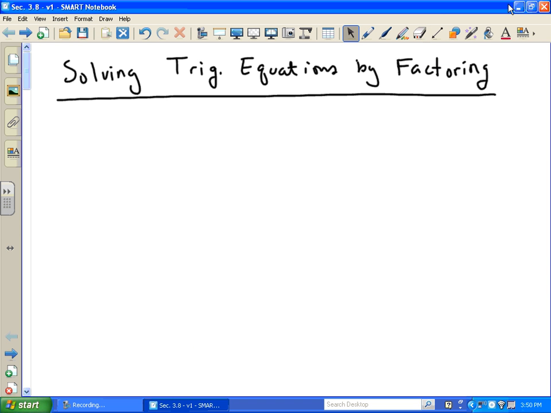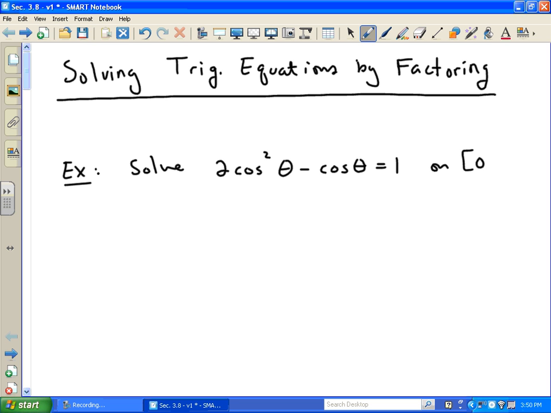I'd like to now look at some more complicated trig equations. Some trig equations we can solve by factoring. So let's look at an example. Let's say that we would like to solve 2 cosine squared of theta minus cosine of theta equals 1 on 0 to 2 pi.